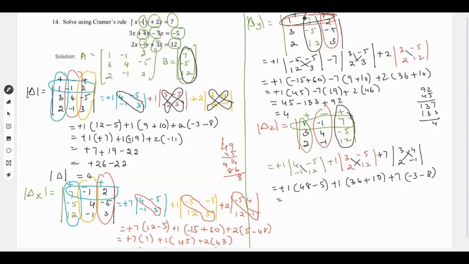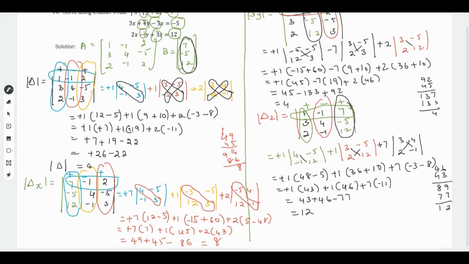So here it is plus 1 into 43, plus 1 into 46, plus 7 into minus 11. Certainly 43 plus 46 minus 77. So 43 plus 46 is 89, and 89 minus 77 will be 12. So we found the values of delta, delta x, delta y and delta z.